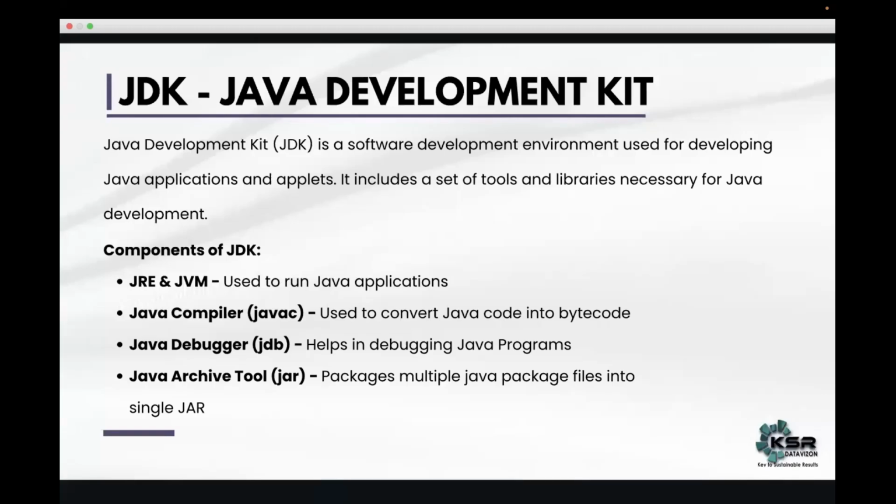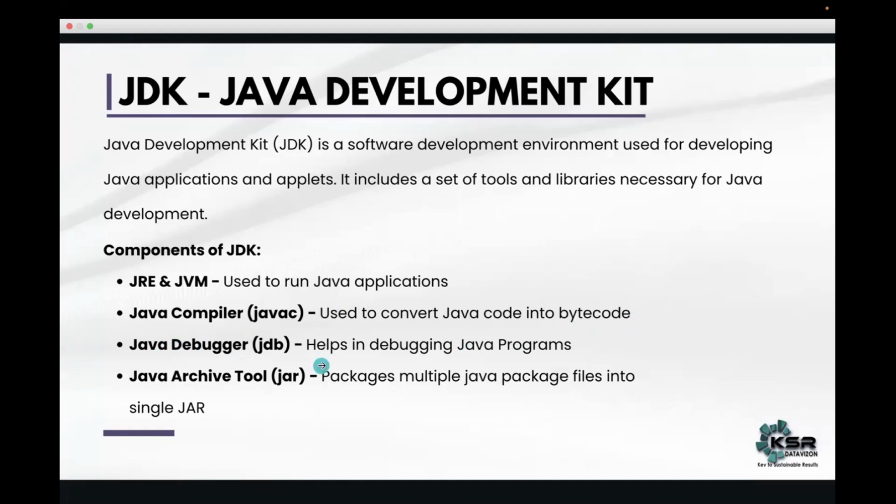So you will write your code in .java files. That code this compiler will take. The compiler is the tool that will take this Java code and convert it to bytecode. So when you compile your complete code, it will convert this Java code into bytecode.